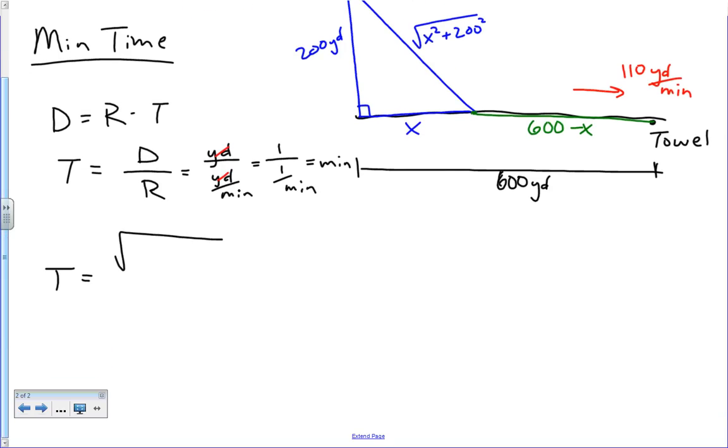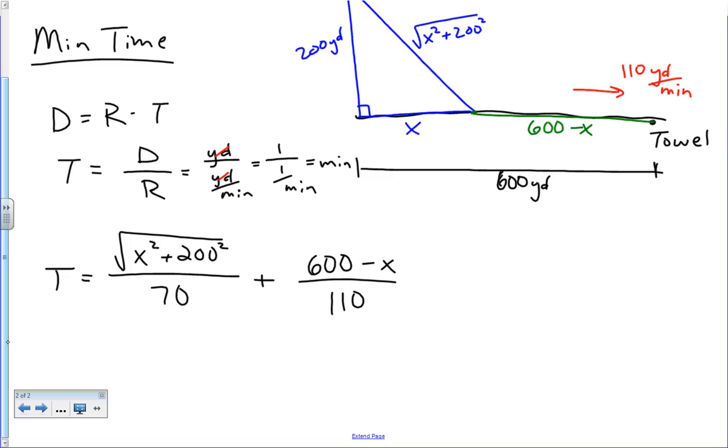So it's the square root of x squared plus 200 squared divided by my rate, and the rate they told us was 70 yards per minute that I could swim at. So the distance divided by my rate gives me how much time I'm going to be in the water. And we'll add that to the distance that we're going to go along the beach, which was 600 minus x, divided by our rate, which was 110. Again, if you draw the picture, that really helps with setting this whole thing up, but secondly, it has all the information you need in order to do that.